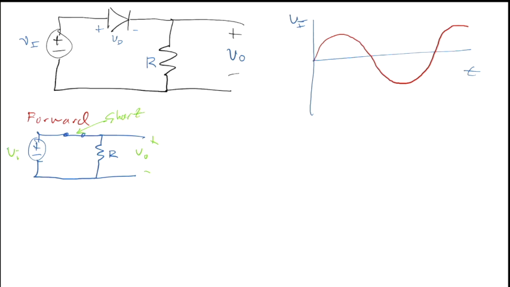And that means that V out, the output voltage, will be exactly the same as the input voltage, right? All of the input voltage is going to drop across this resistor, and we're going to see exactly the same output as we have input. And the current will be VI over R, and V out will equal VI.